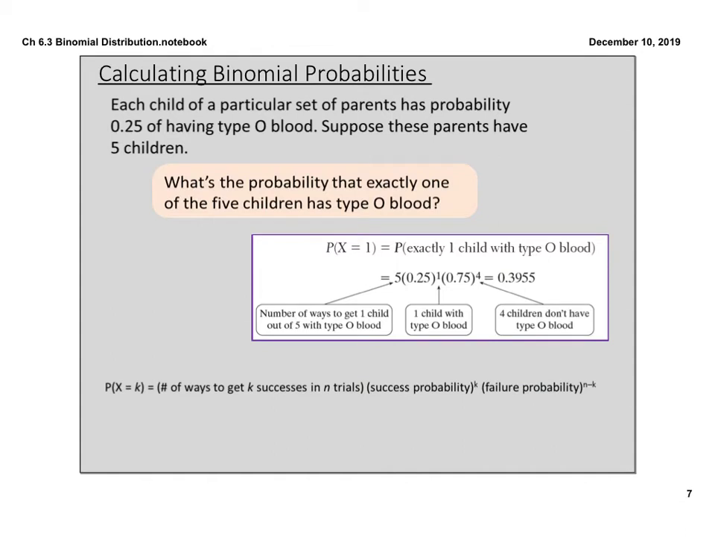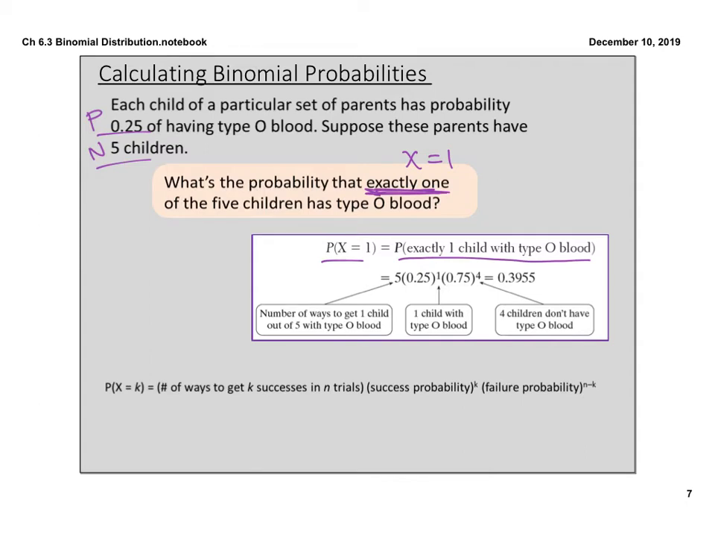All right, so let's talk about how to actually calculate those probabilities. It says each child of a particular set of parents has a probability of 0.25 of having type O blood. We're going back to that same example. We're looking at 5 children. So there's your P, there's your N. What is the probability that exactly 1, meaning X equals 1, of the 5 children have type O blood? So the probability of X equaling 1, exactly 1 child having type O blood.